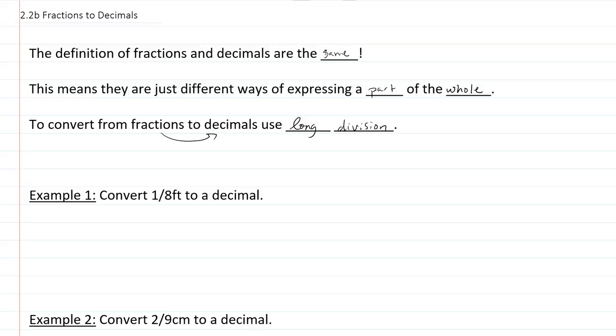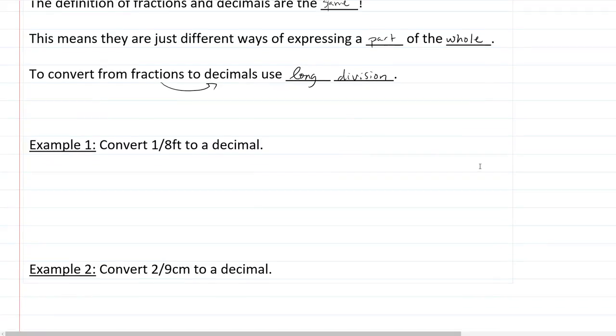That's all we have to do. So if we treat fractions as division, which it looks like they are, then we end up getting our answer in decimal form. So let's try this out. Let's look at an example. Convert 1/8 of a foot to a decimal.